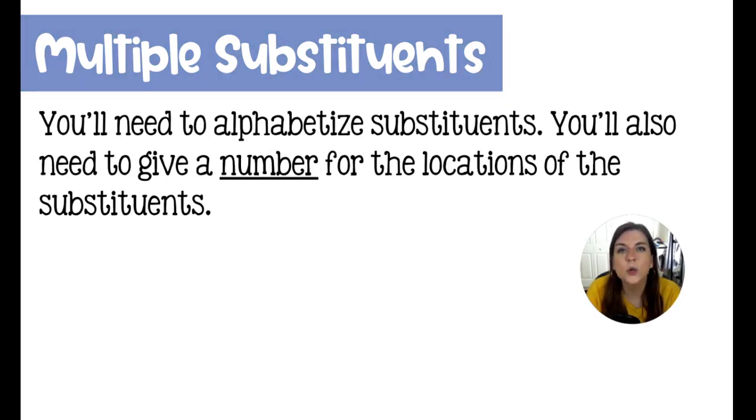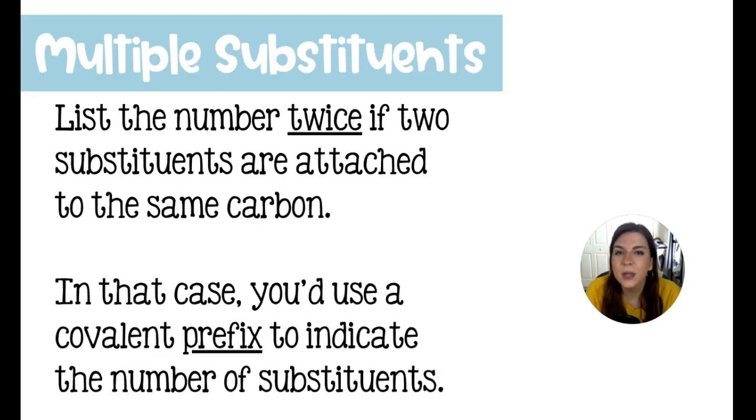Like I mentioned earlier, when you have multiple substituents, in the name, their names will be alphabetized regardless of their numerical location on the carbon chain. If we have 2 substituents attached to the same carbon, like we had in our example, you would list the number twice. So you would have to say 2,2-dimethyl propane. Kind of obnoxious, but that's the way that it works. And then we would use a regular covalent prefix to indicate the number of identical substituents on that carbon chain. So that's why we would have that dimethyl, 2 methyl groups.